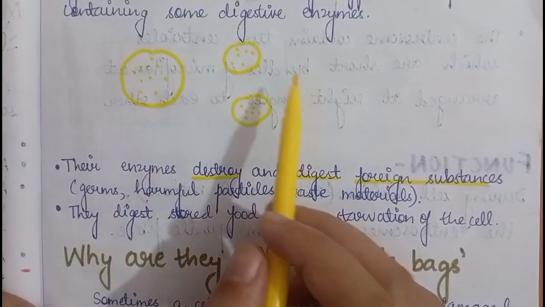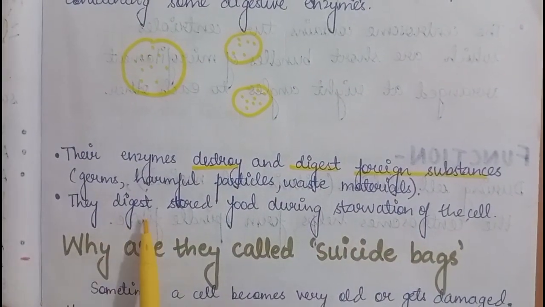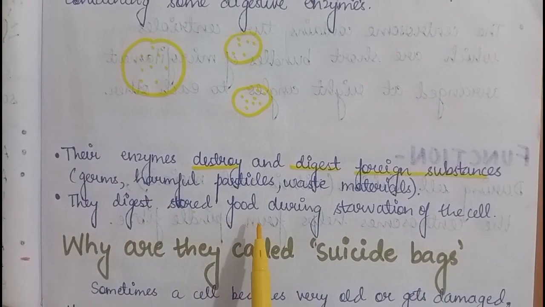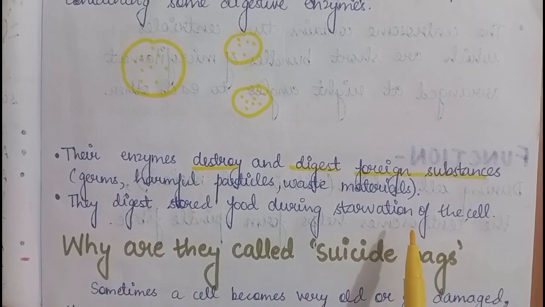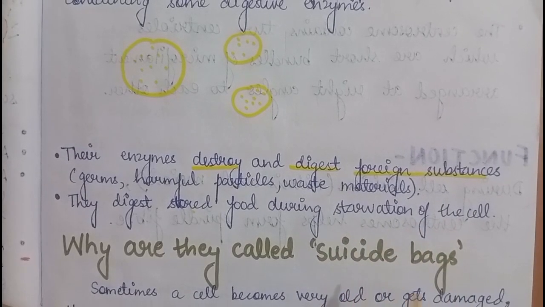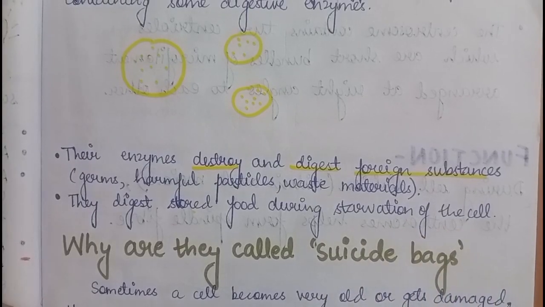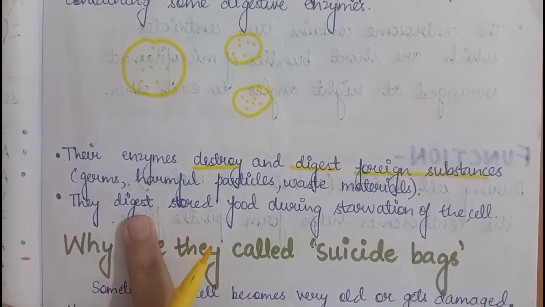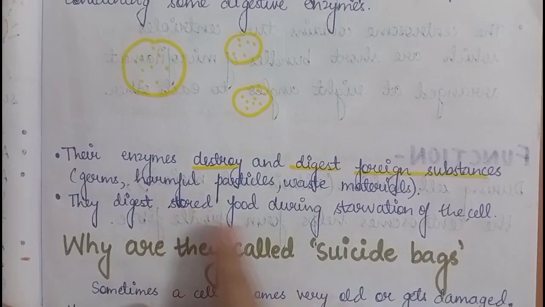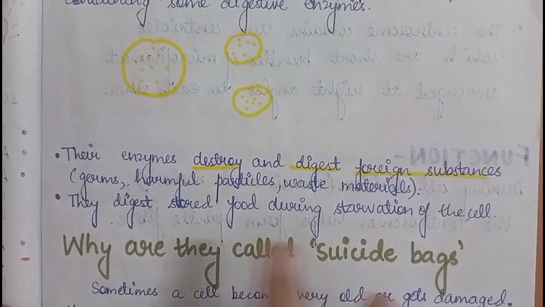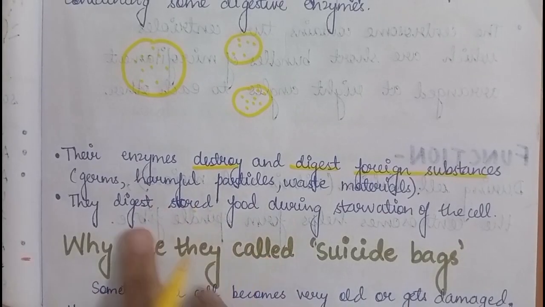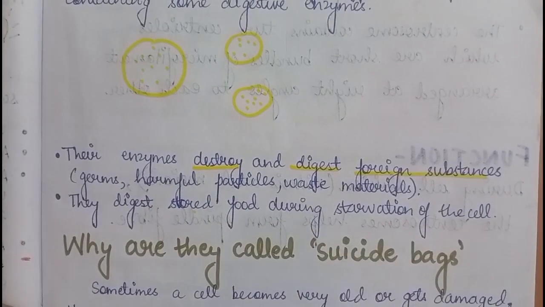They are found in the animal cell. They digest stored food during starvation of the cell. Their other function is to digest stored food during starvation. What happens when the cell is in a hungry mode and no food is available outside? The lysosomes already present inside the cell digest the food which is stored inside the cell. Already present food is digested by the cell when the cell is hungry.